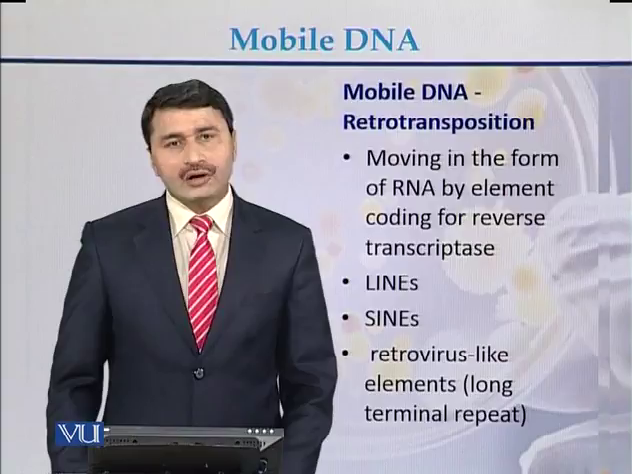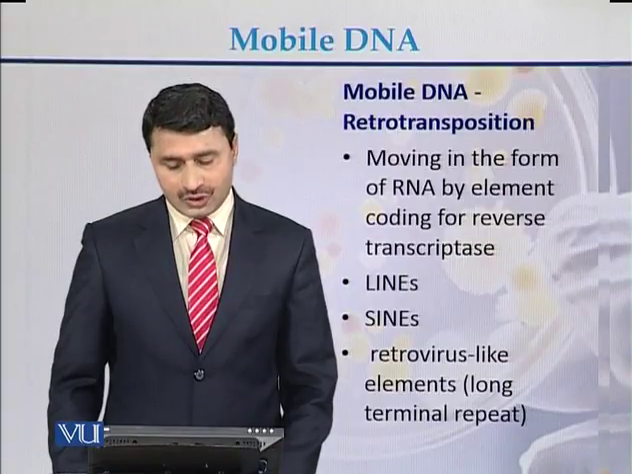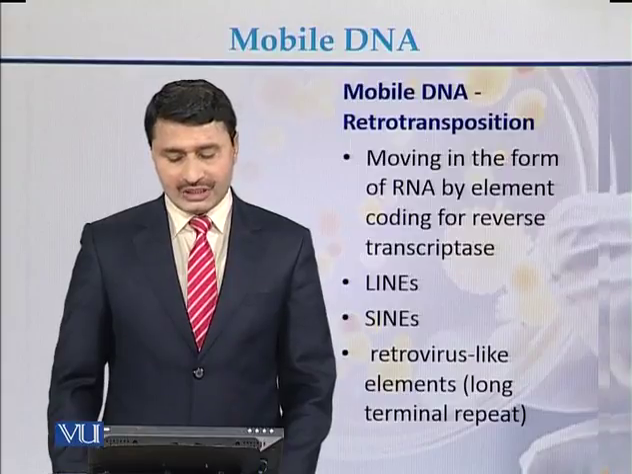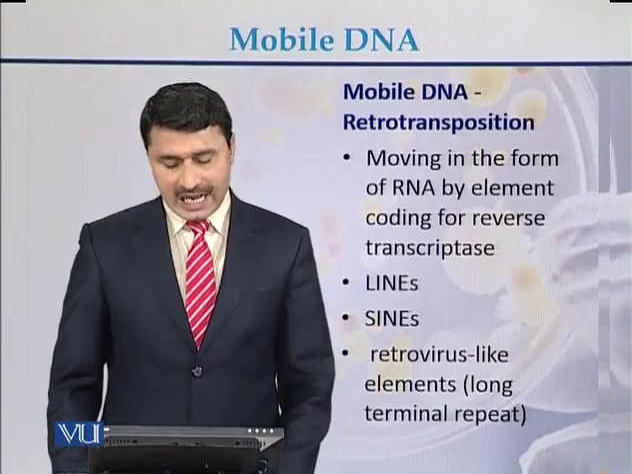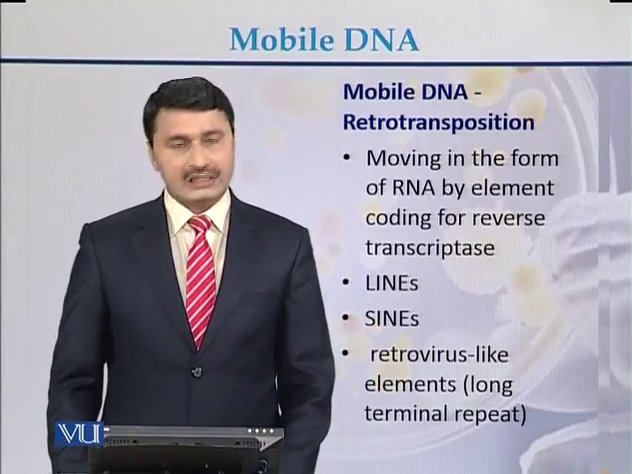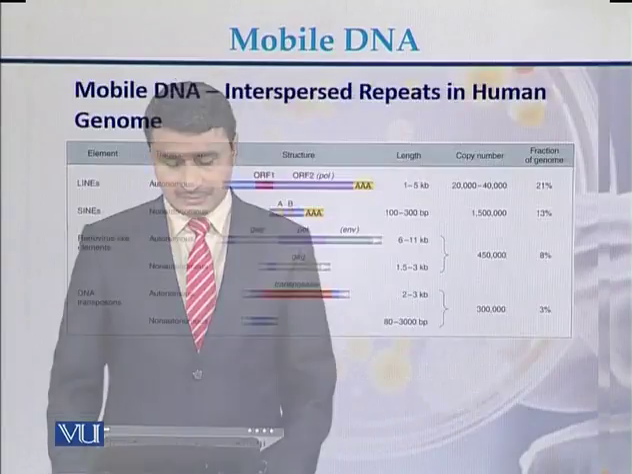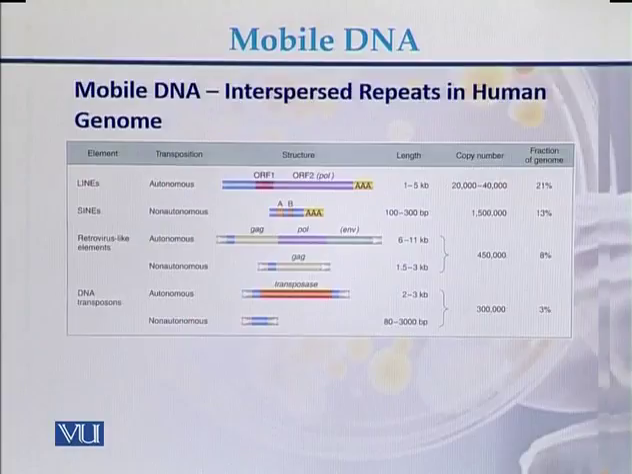In the case of the movement of retrotransposons, or retrotransposition, there is movement through an RNA intermediate. The examples are LINEs, SINEs, and retrovirus-like elements with long terminal repeats. These are examples of mobile DNA, which is also called interspersed repeats in the human genome, where we can see LINEs, SINEs, retrovirus-like elements, and DNA transposons. This shows the percentage of LINEs, SINEs, retrovirus-like elements, and DNA transposons in the human genome.